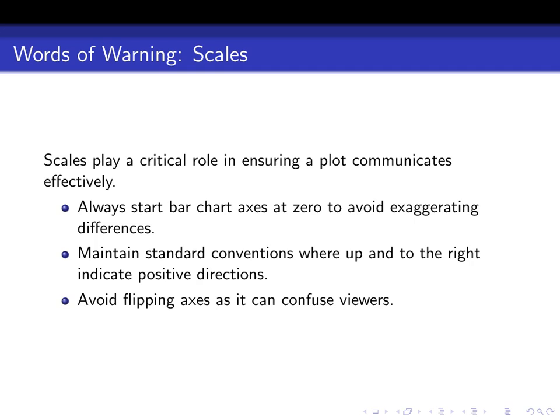Scales play a critical role in visualizations. A misleading scale can distort your message, so always ensure bar charts start at 0. Axes should follow standard conventions, with up and to the right indicating positive directions. Avoid flipping axes, as it can confuse the audience and misrepresent the data.